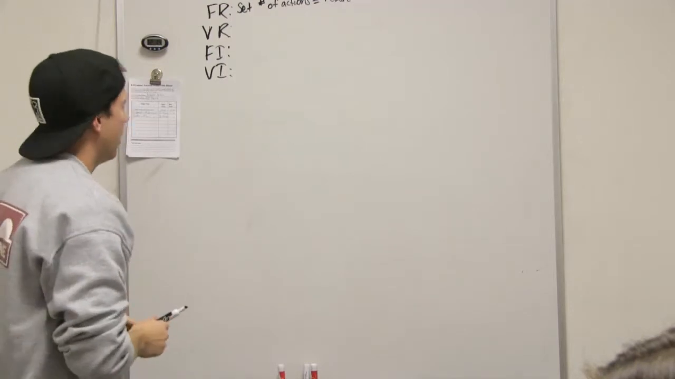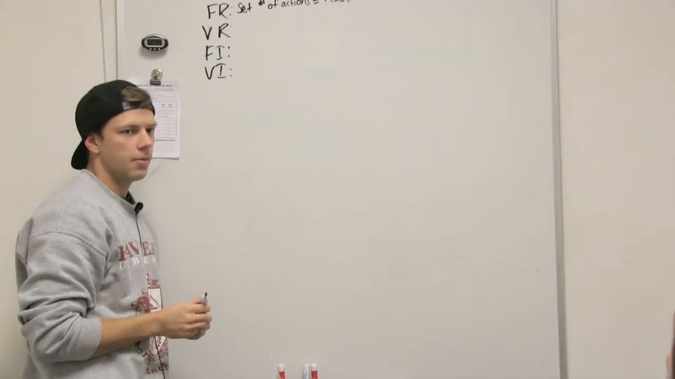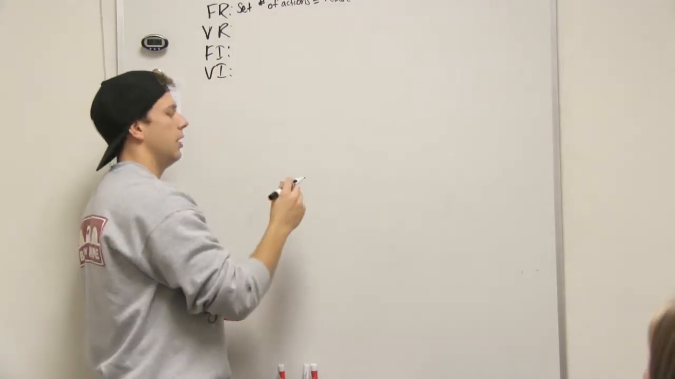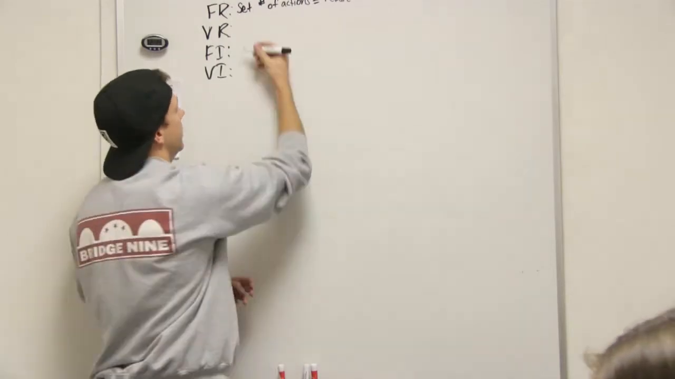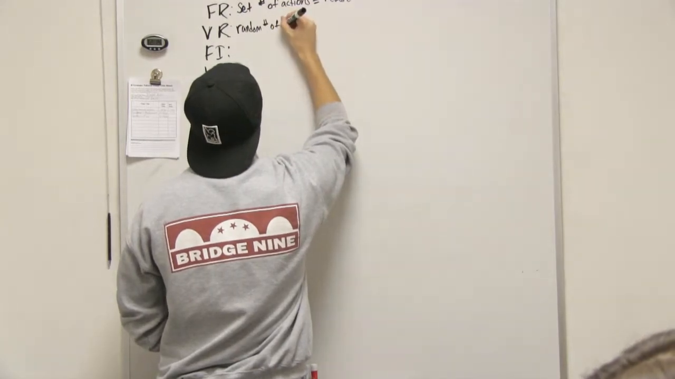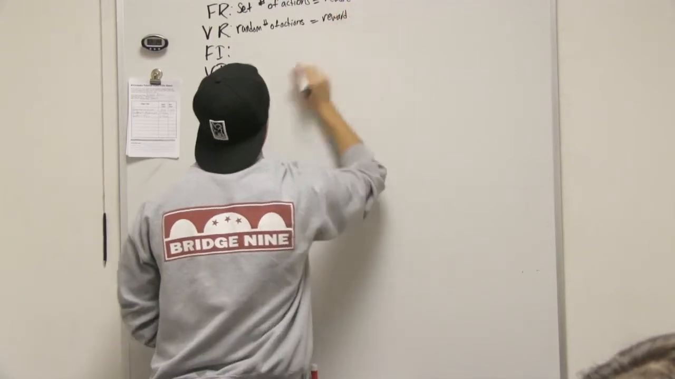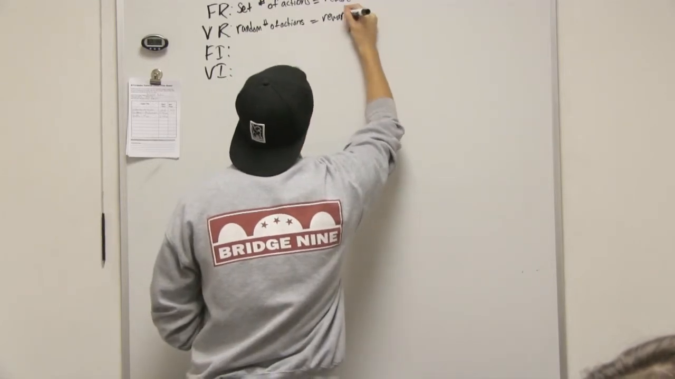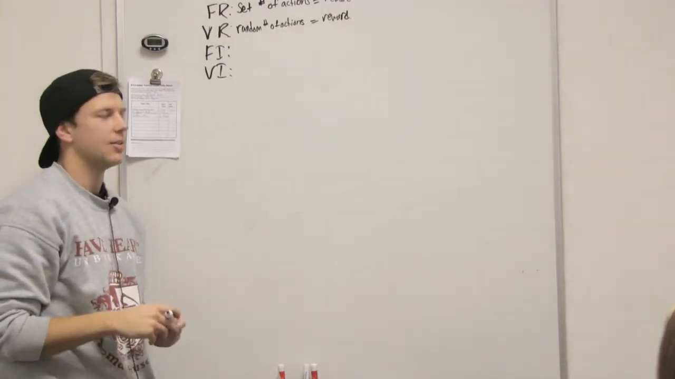Okay, now what about variable ratio? It's still a number of actions, just not a set number, equal a reward. I like to call variable random, and fixed a set number. So we have a random number of actions equal a reward. This has to do with classical conditioning? No, this is still operant conditioning, right?